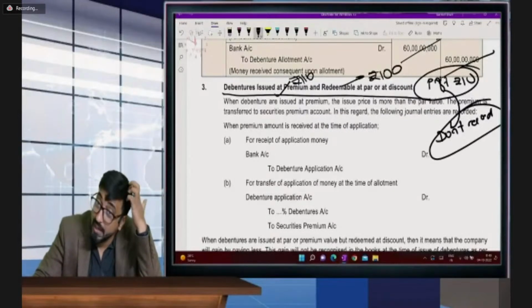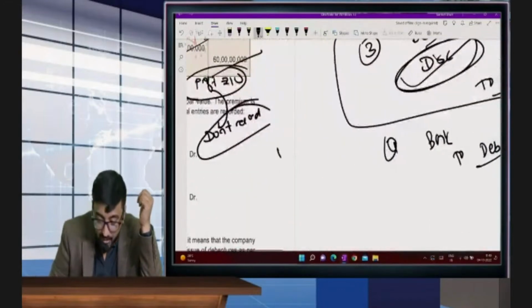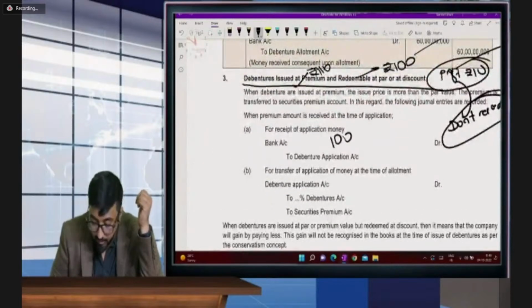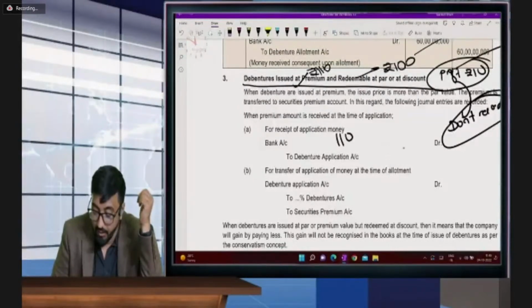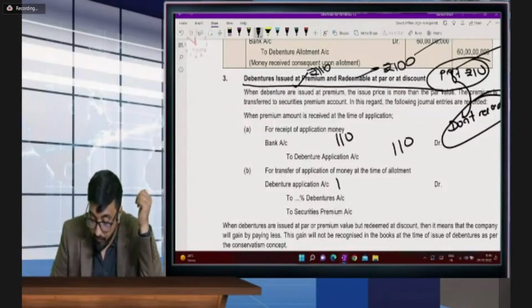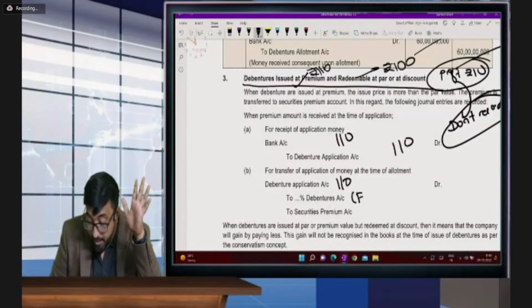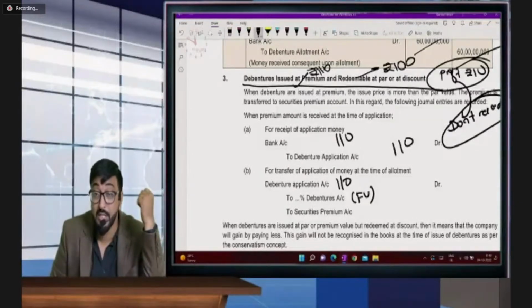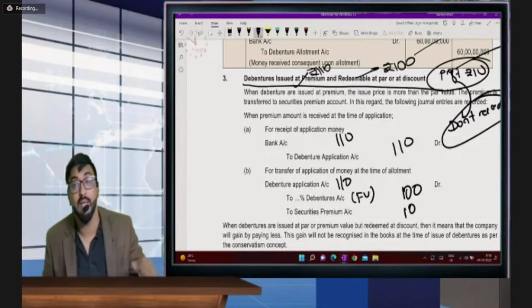Anticipated profits are never recorded. Entry is very easy. So how to pass the entry? Bank account debit, how much are you getting? 110. Bank account debit to debentures application 110. But when you are cancelling debentures 110, wait, debentures are recorded at face value. So debentures are recorded at face value 100 and security premium is rupees 10.